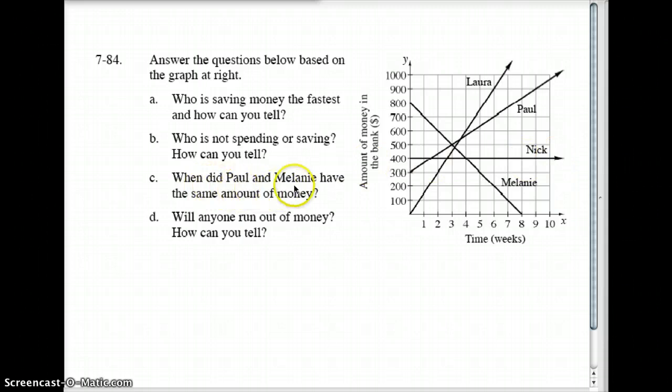When did Paul and Melanie have the same amount of money? Well, here's Paul's line. Here's Melanie's line. And Paul and Melanie met right here, which would have been 3 weeks, and they both had at that time $500. Will anyone run out of money? Yeah. If you're a spender, like our friend Melanie here, she's going to run out of money after how many weeks? 8 weeks. Hopefully that all makes sense to you. Let's see what else we got today.